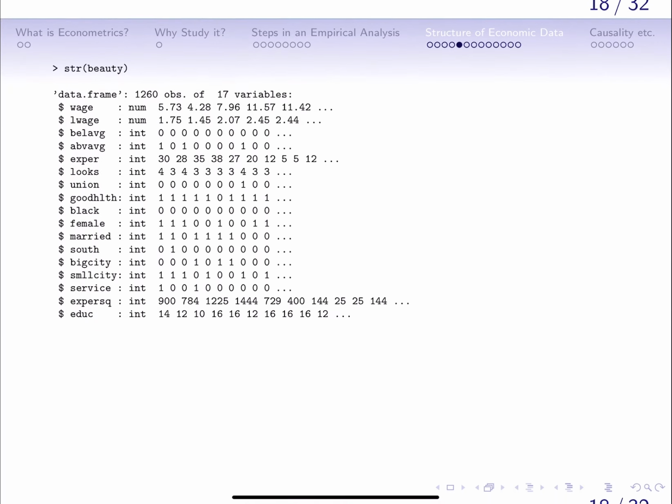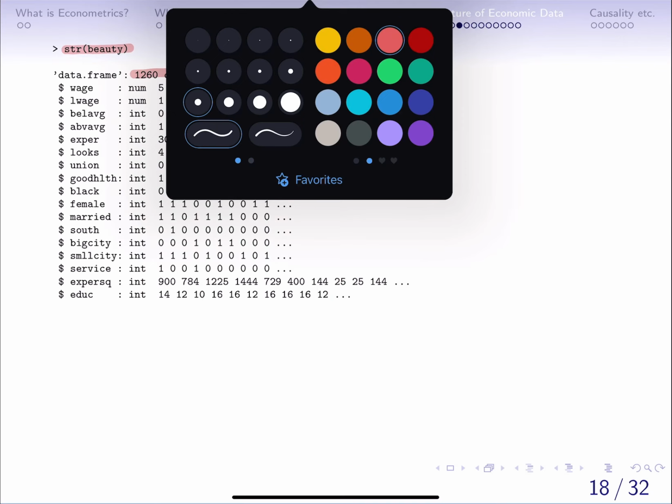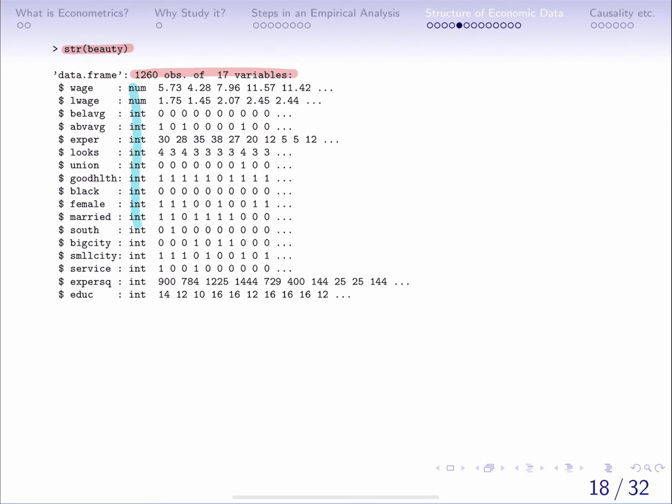Let's take a look at what this data set looks like. In R, you can type in the command str on the data set, which is called beauty. So str(beauty), which basically means show me the structure of the data, gives you some output about the data set. Again, this is 1260 observations of 17 variables, and you can actually see the class of those variables, so whether they are numeric, integers, and things like that.